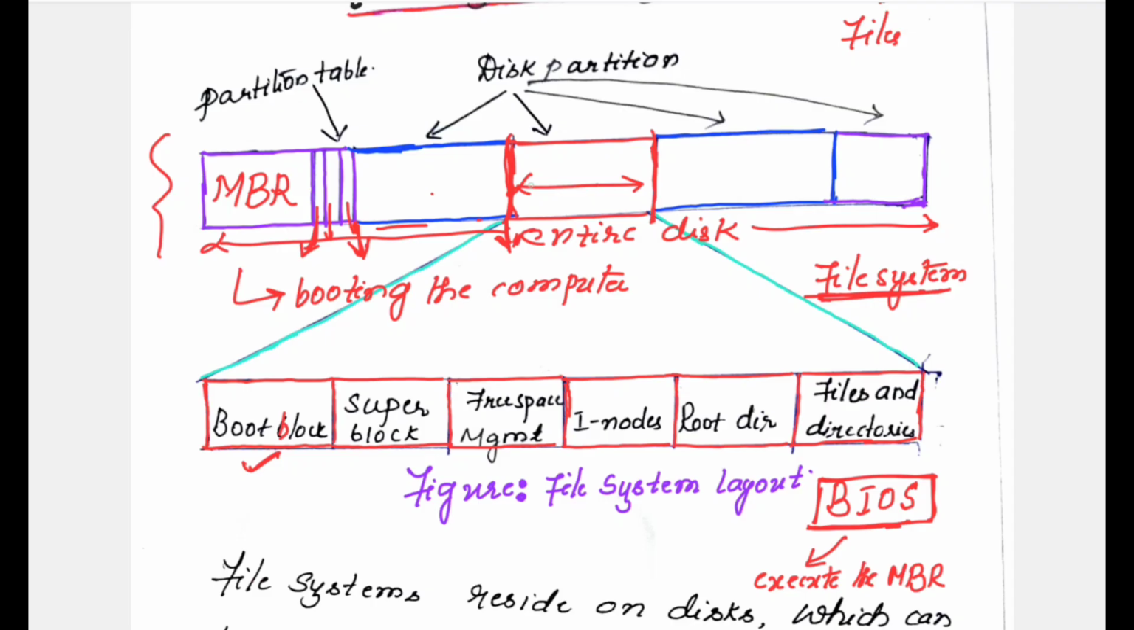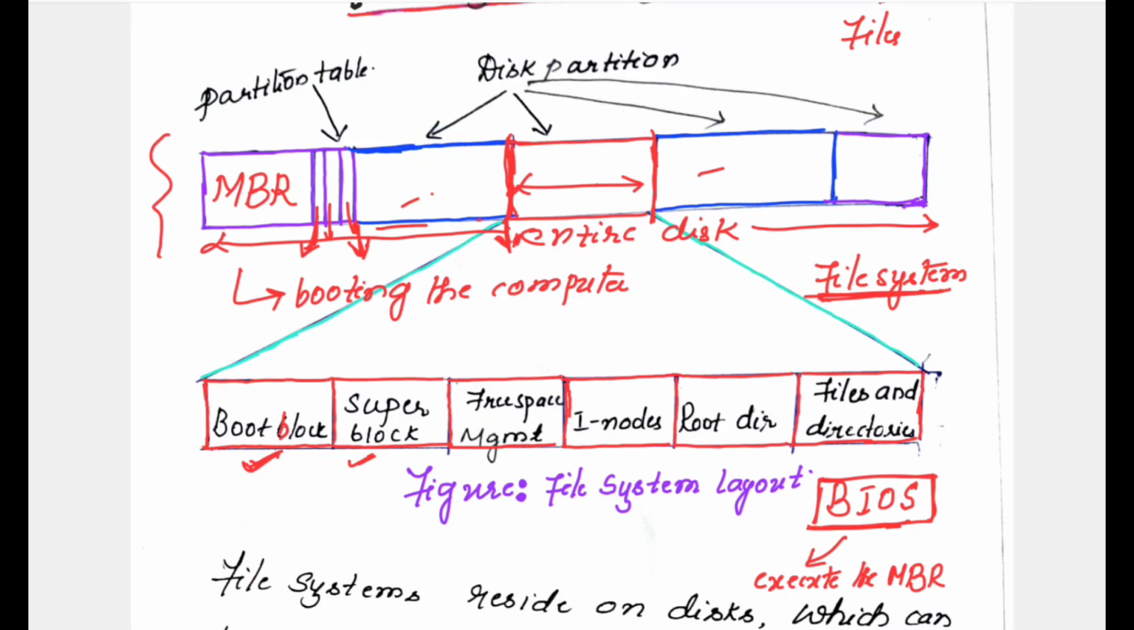If this partition has an operating system that gets loaded, similarly other partitions will also have operating systems. That means every partition will start with a boot block, even if it does not currently have a bootable operating system, but it may in the future. So it starts with the boot block, super block, free space management. Let us see the significance of each of these blocks. Now you know the boot block functionality. The next one is the super block.